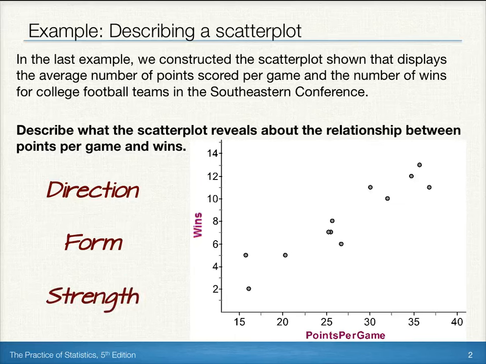And finally, we want to talk about the strength of the relationship. Are the points all following a pattern very closely, or is there a wide scatter to them? We'll learn how to quantify strength later on in this chapter. The last little piece we always want to talk about is any departures from the pattern. Are there any outliers within the plot that don't follow the general pattern overall?